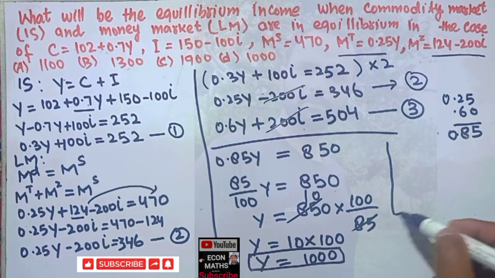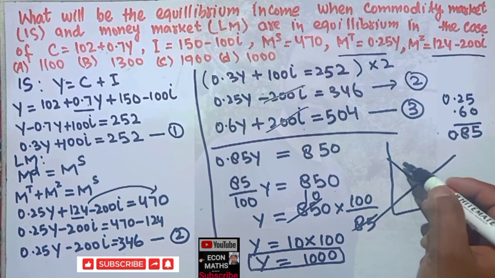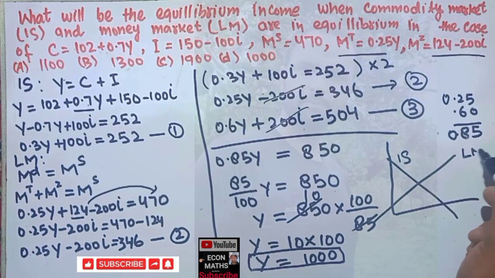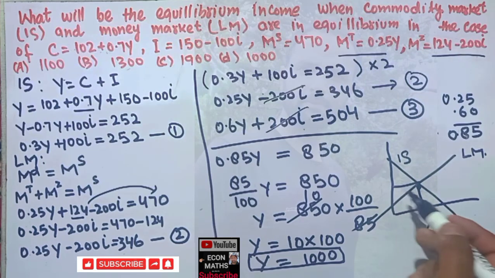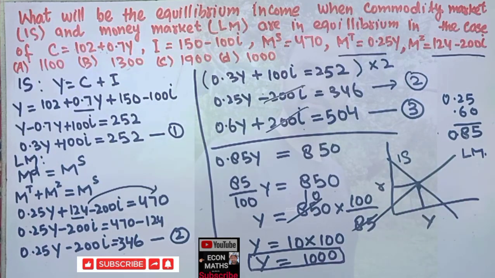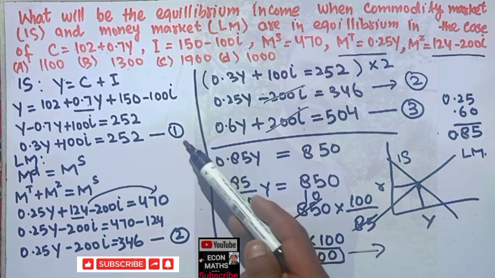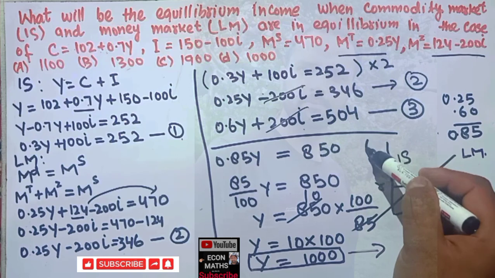This simply means the intersection point of the IS and LM. This is our IS equation, this is our LM equation. So the intersecting point gives us the equilibrium level of income and the rate of interest. Because the question doesn't ask us to find the equilibrium rate of interest, we will not find it. If you want to find it, you just plug the value y equal to 1000 into either the first equation or the second equation. By inserting the value y equal to 1000, you can find the rate of interest. Here we have the level of income, and on this axis we have the rate of interest.